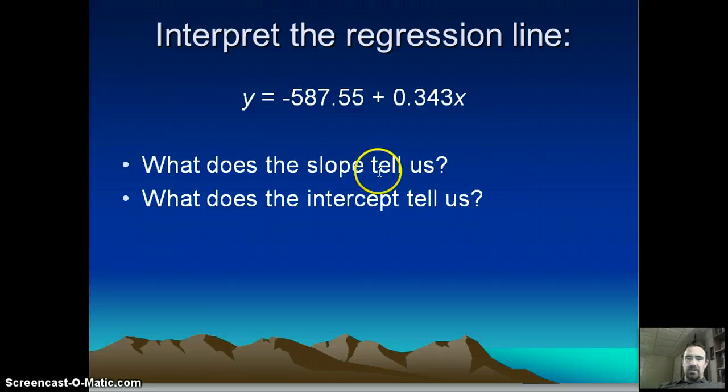Interpret it. What does the slope tell us? What does the intercept tell us? Let's figure it out. Y equals, here's the intercept, and here's the slope. Let's try the intercept first. Negative 587.55 tells us this line crosses the y-axis at negative 587.